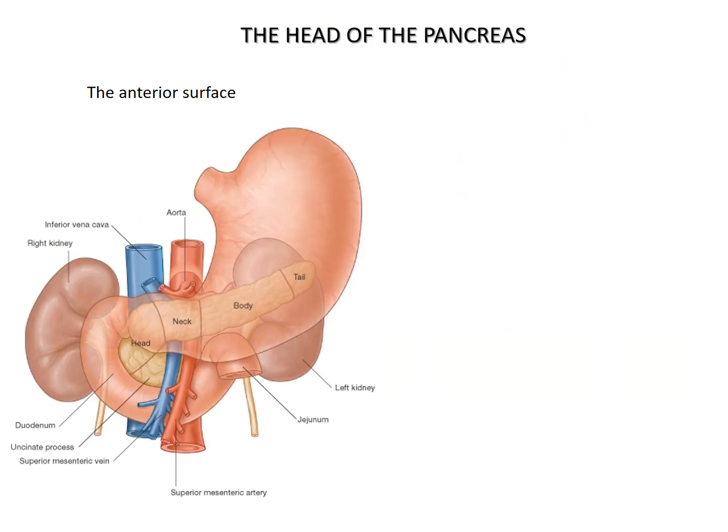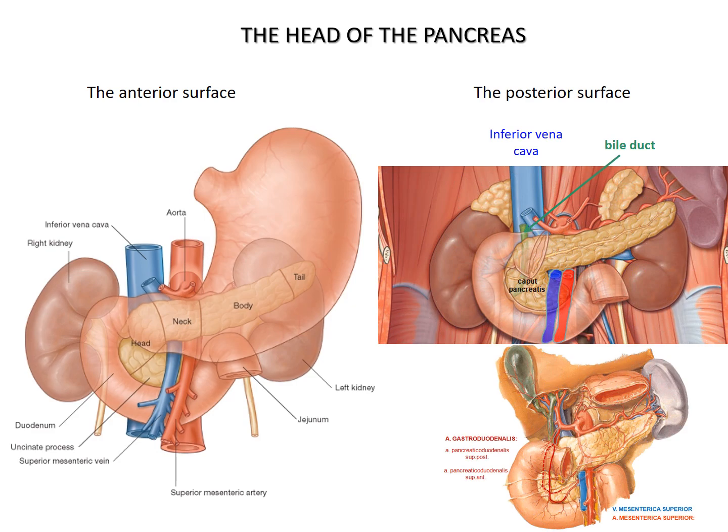The head of the pancreas lies in the concavity of the C-shaped duodenal loop in front of the L2 vertebra. The anterior surface of the head of the pancreas is related, from above downward, to the gastroduodenal artery, transverse colon and jejunum. The posterior surface of the head of the pancreas is related to the inferior vena cava, left renal vein, bile duct and right crus of diaphragm. The uncinate process is related anteriorly to the superior mesenteric vessels and posteriorly to the abdominal aorta.